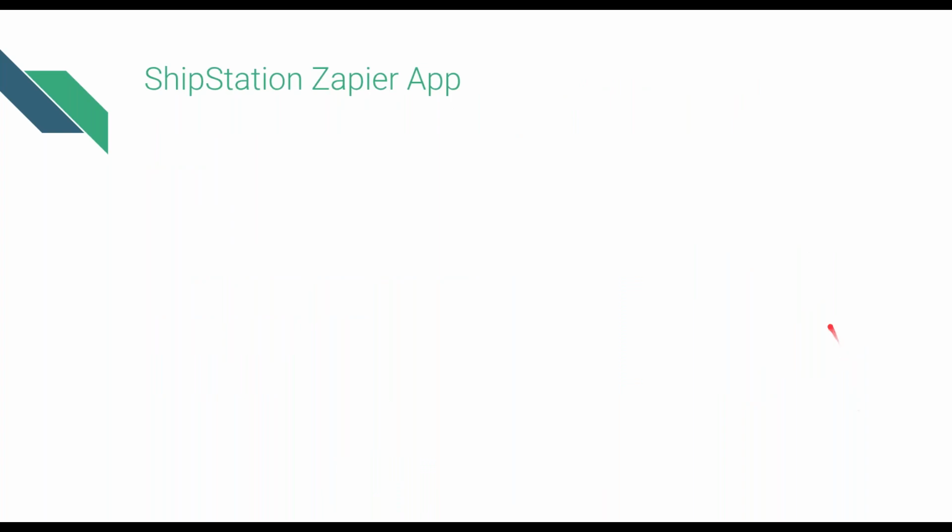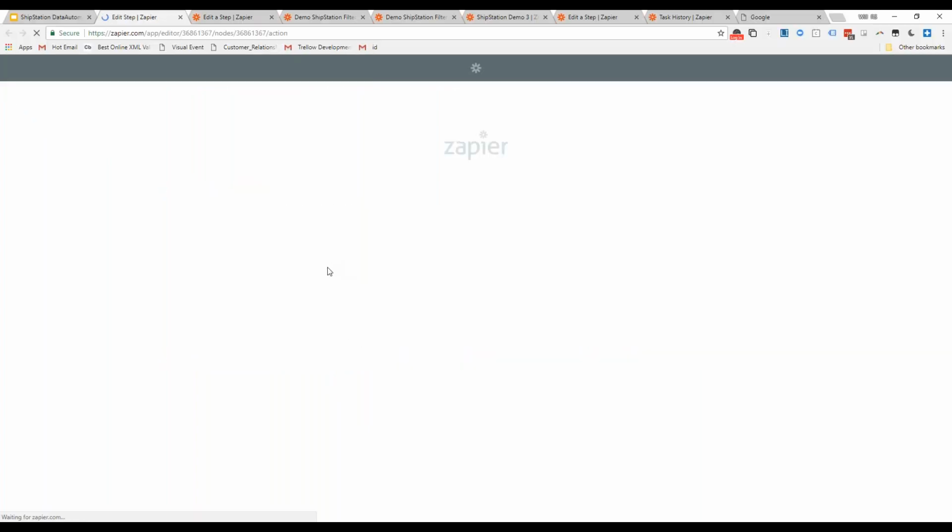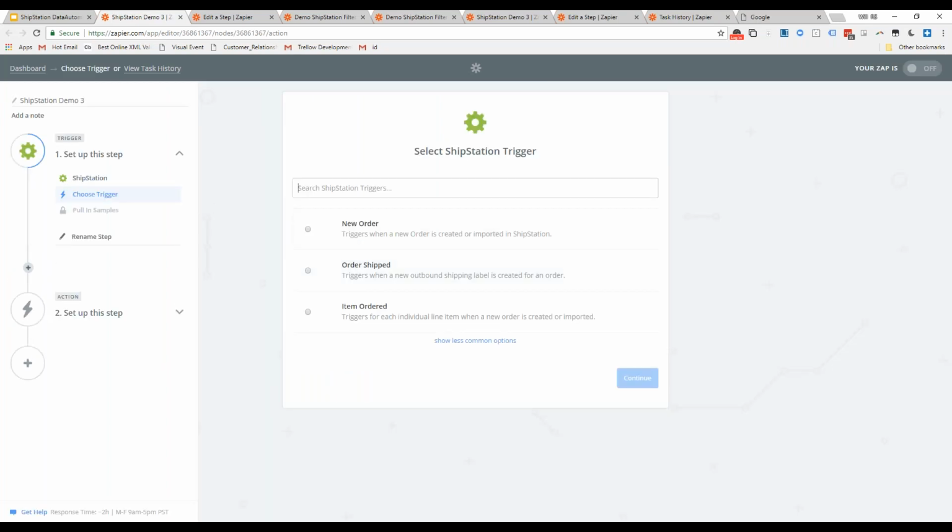All right. So let's talk about the ShipStation Zapier app. We're going to get our hands dirty a little bit here. These are just some common examples that we run into, and we will connect dots here. So let's see, open this up. All right, so here are your options for what's coming out of ShipStation.